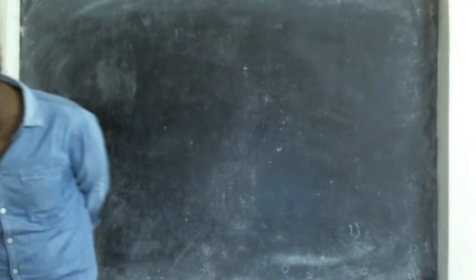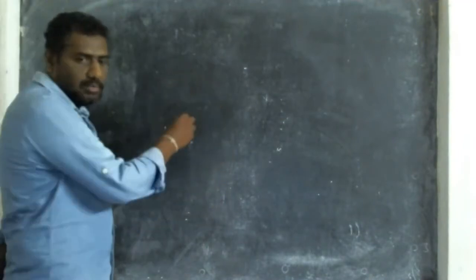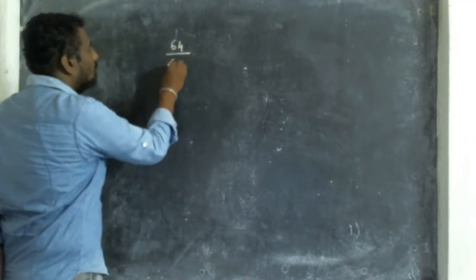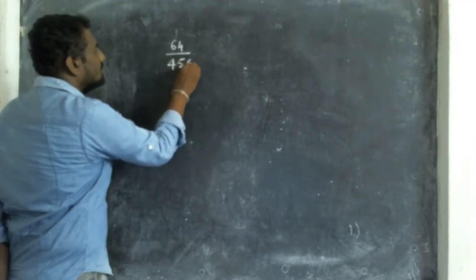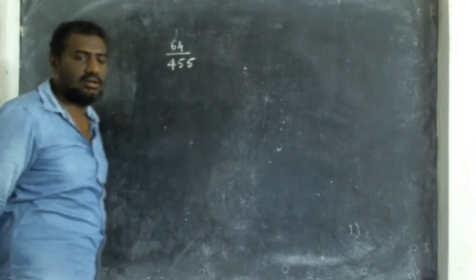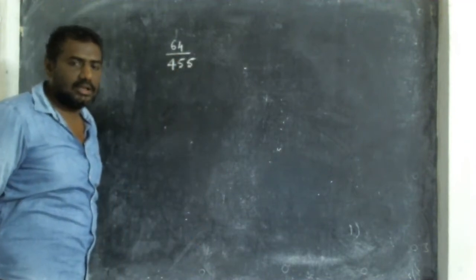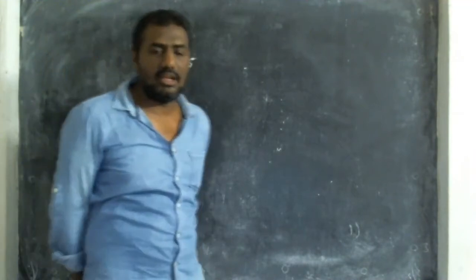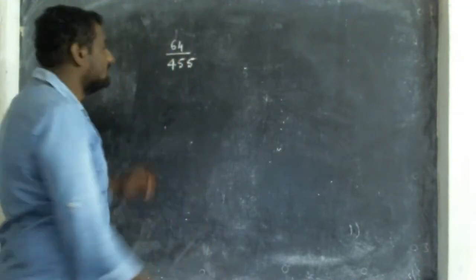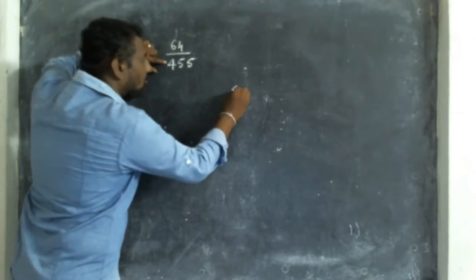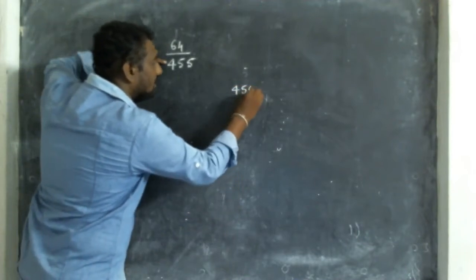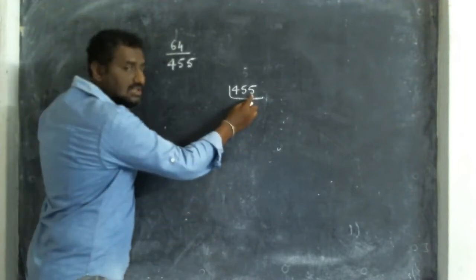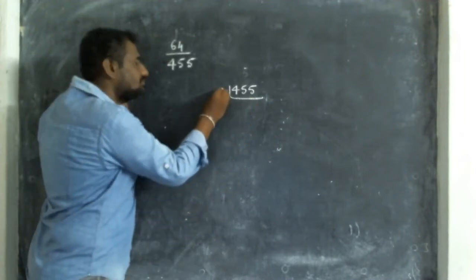The problems are now we'll go for 64 by 455. We have to say whether it is terminating or non-terminating. How to say whether it is terminating or non-terminating means very simple. First we go for the 455 denominator. We'll go for prime factorization. Here last 5 is there, we'll go for 5.